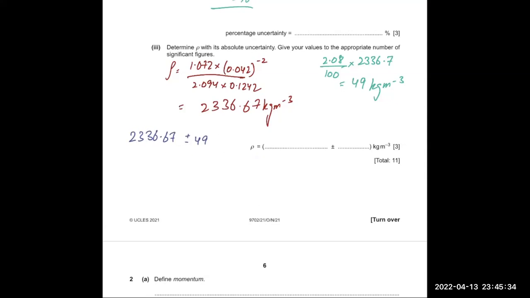Now that's not how you represent the principal value along with its uncertainty. You need to give it to an appropriate number of significant figures. How do we decide that? The error is always rounded off to one significant figure. So 49 to one significant figure becomes 50. You'd write this here. And the principal value is rounded off to the place value of the error. So the error here, this is how I taught you, is two places to the left of the decimal. So our principal value will also be rounded off to two places to the left of the decimal. So 2,340 plus minus 50.